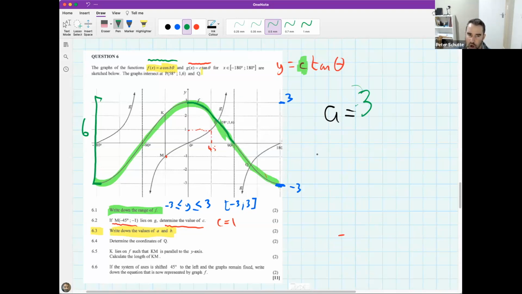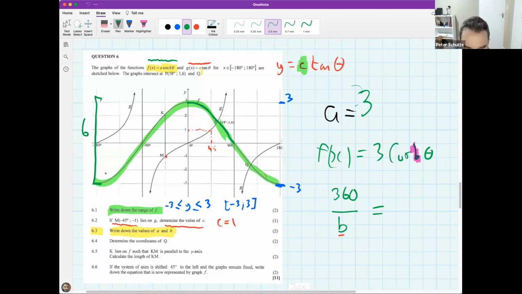Okay, now you know that f of x is 3 cos b theta. Now, you need to know what that b is. You know that the b has to do with the period of the graph. And you know that the period of the cos graph is normally 360. And if you divide the normal period by b, you should get the new period of the graph. What is the period of this graph, this green graph that you see here in front of you, this cos graph here? What's the period of the graph you see in front of you?